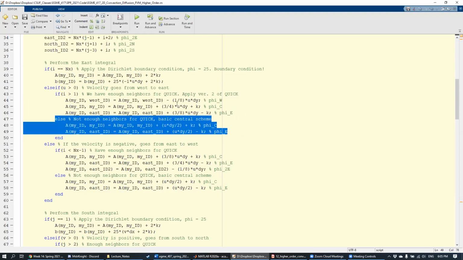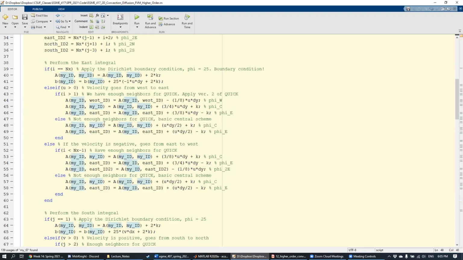And so we've already determined that u is greater than 0, but why do I have two different cases here? Okay. And so this first case is when we have enough neighbors for quick, right? And so if you remember when we did the higher order scheme for finite differences, one new thing that we have to check here is we have to check to make sure that we actually have enough neighbors to pull off our scheme, okay?